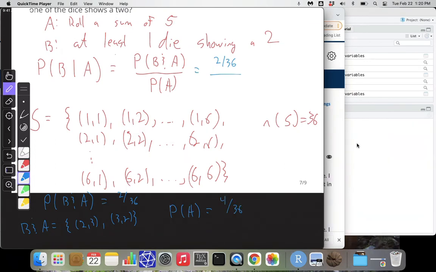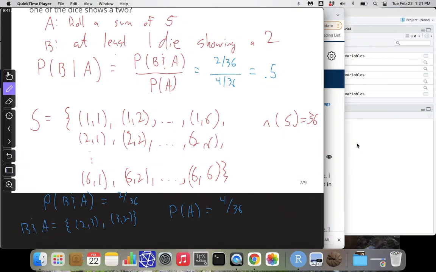So the probability of B given A is 2/36 out of 4/36. So if we know that the sum is 5, the denominator becomes a 4 over 36. And what does this simplify to? Well, 0.5. So if you know that the sum of your 2 die is 5, then the probability of at least one die showing a 2 is actually 0.5. Fantastic.